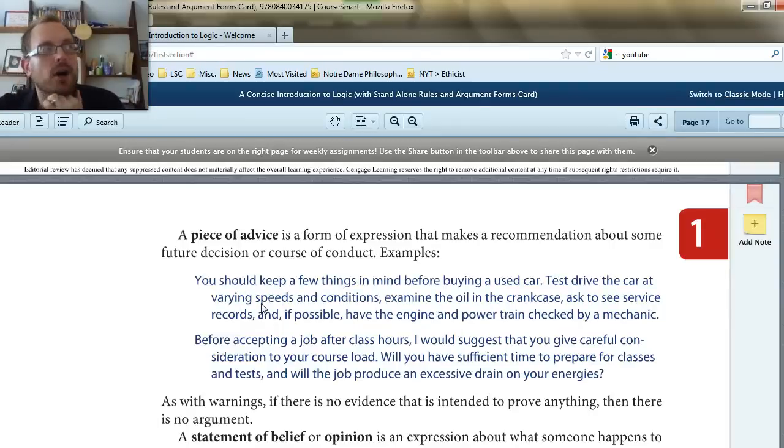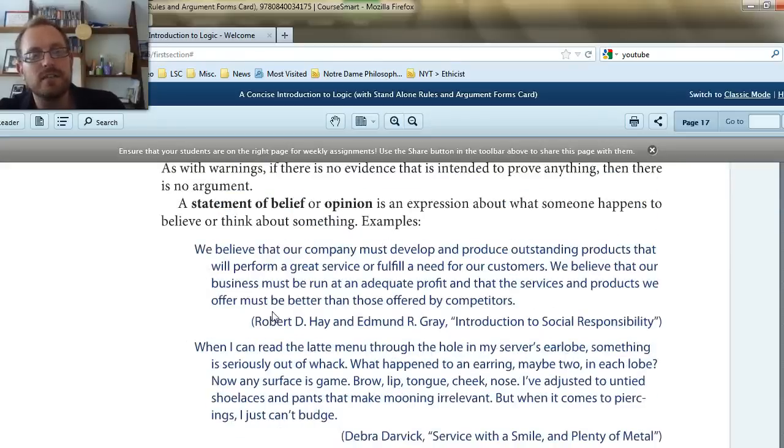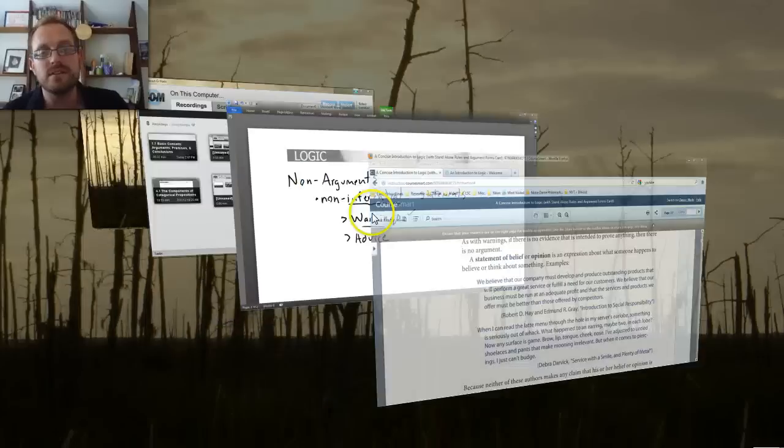An argument is one where, if you saw the premises, you can sort of figure out what the conclusion is without it being stated at all. Right? It can be purely an implicit inference. Okay? Another example here of a non-inferential claim is a statement of belief or an opinion.